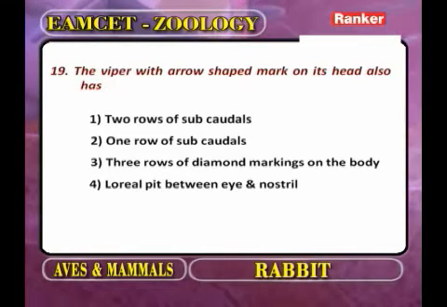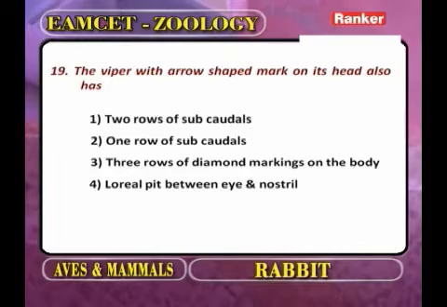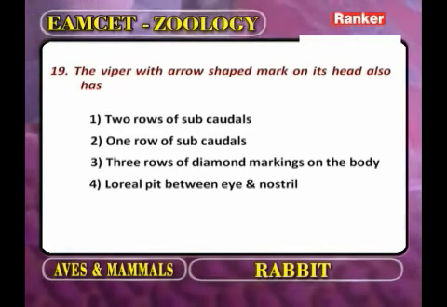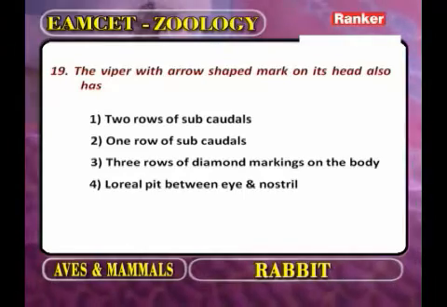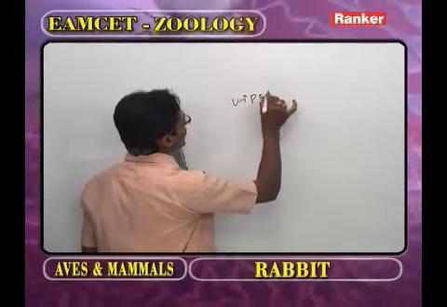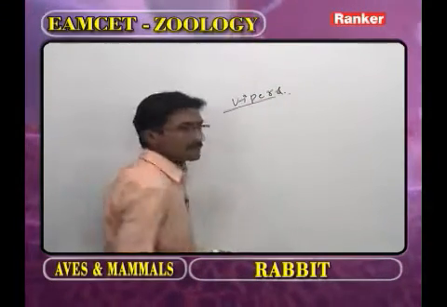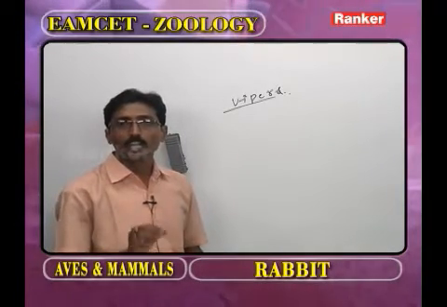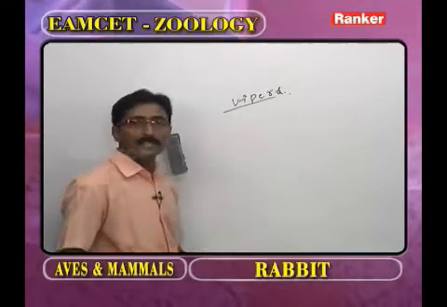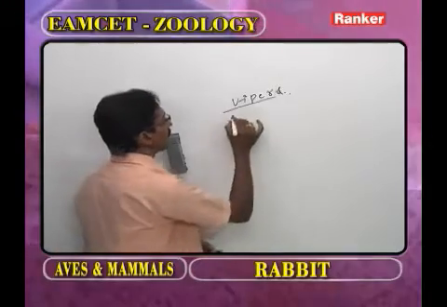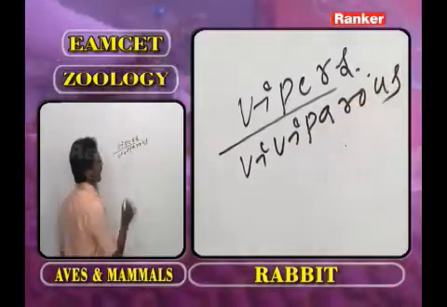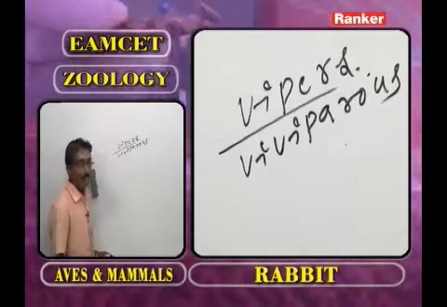The viper with arrow shaped mark on its head also. Now, as we observe the poisonous snakes among the reptiles, one type of poisonous snakes we call vipers. In Telugu they are called Rakta Pinjaralu. Now, as we observe, vipers are viviparous. What is meant by viviparous? They give birth to young ones.